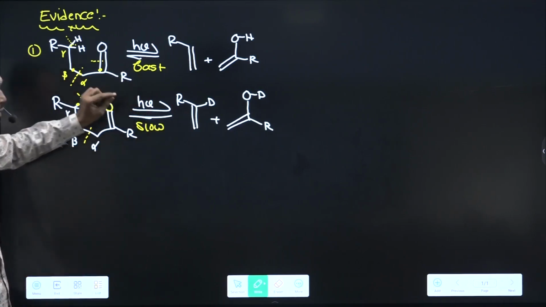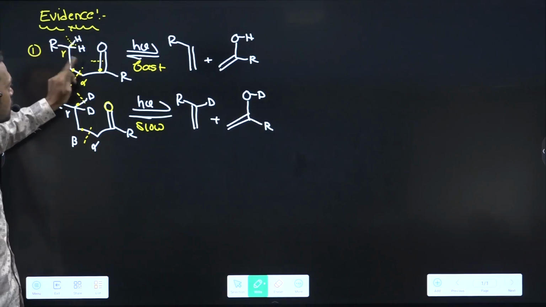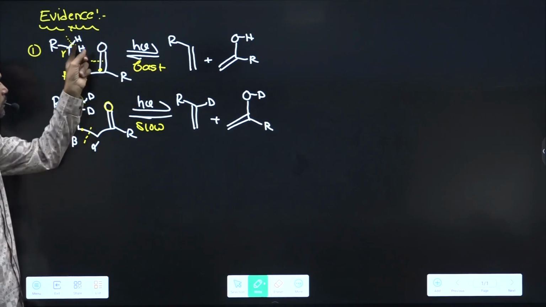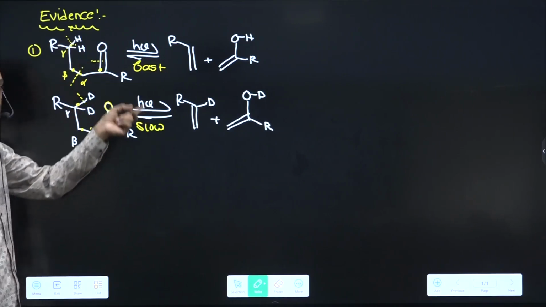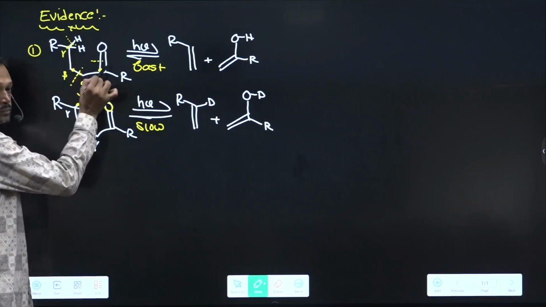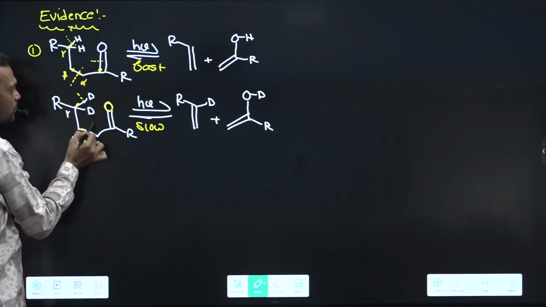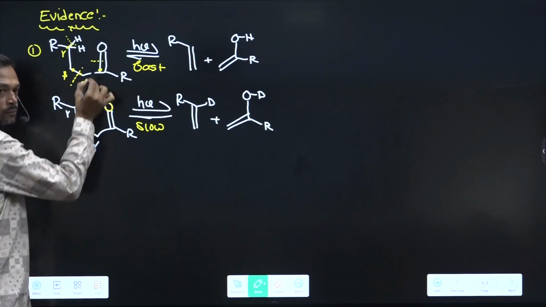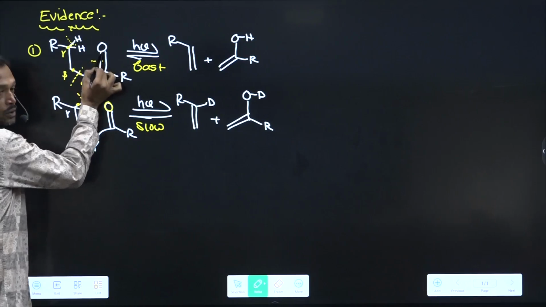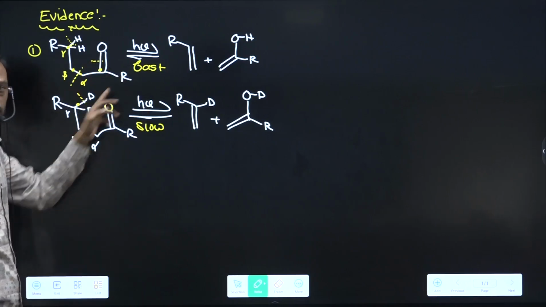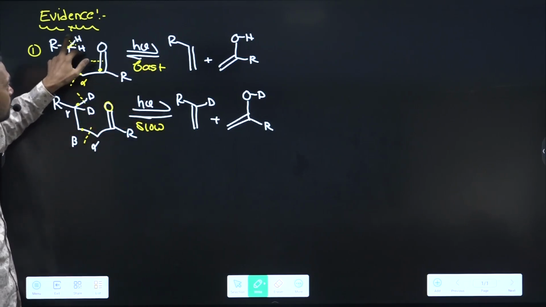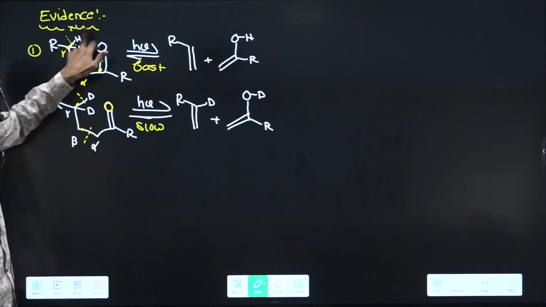Which indicates that definitely the gamma carbon hydrogens are transferred from the gamma carbon to oxygen. Suppose if I take deuterium in place of hydrogen and the reaction speed remains the same, at that time we can say that there is no effect of the gamma carbon hydrogen. But when the gamma carbon hydrogen is replaced by deuterium and the rate of reaction decreases, it indicates that definitely the gamma carbon hydrogens are migrating from the gamma carbon to the carbonyl oxygen.